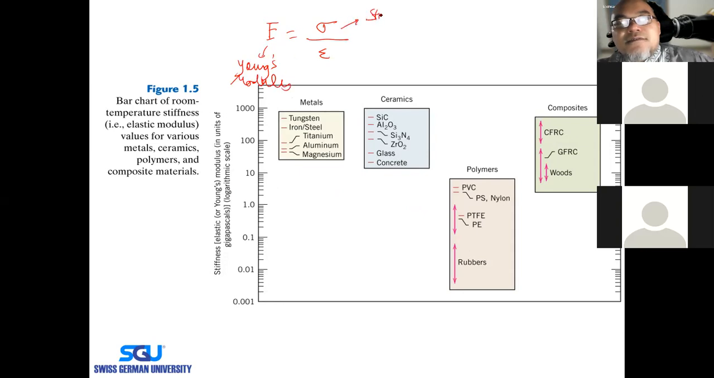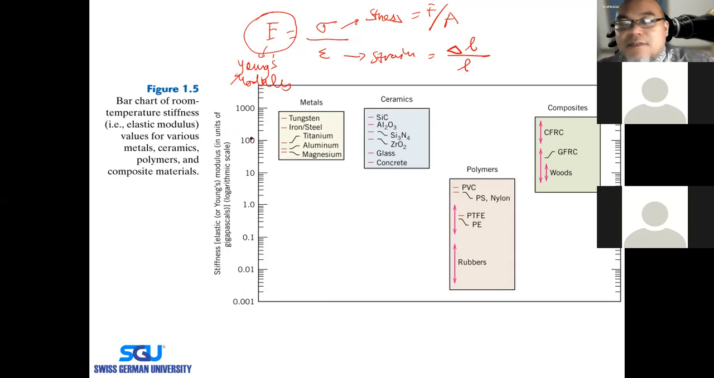This is what we call stress. Usually it is force divided by the surface area where that force is being applied, and this is strain. Strain is the elongation over the initial length. So this is the definition of stiffness, Young's modulus. Metal, of course, usually has the highest stiffness, because it is very difficult to stretch metal. They are very rigid. So it is basically the opposite of flexibility. Rigidity: high Young's modulus means stiff or rigid.